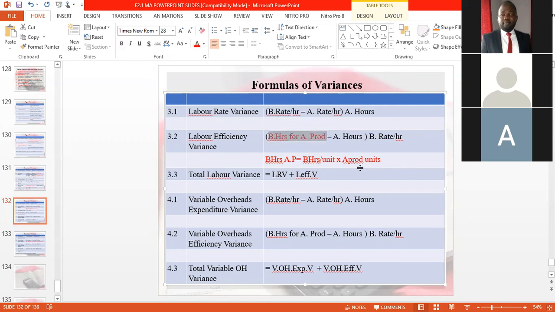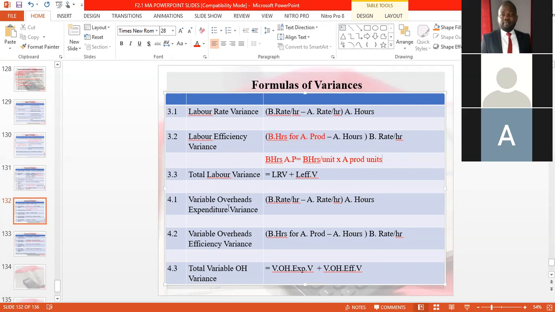So if you want to get the budgeted hours for actual production, it is budgeted hours per unit times actual production units. When you add these two variances, labor rate plus labor efficiency, that gives you the total labor variance.